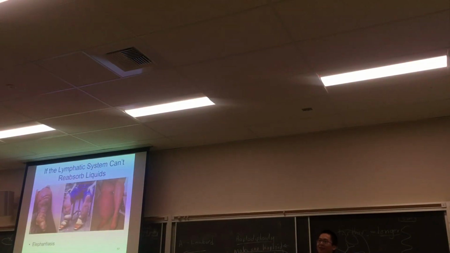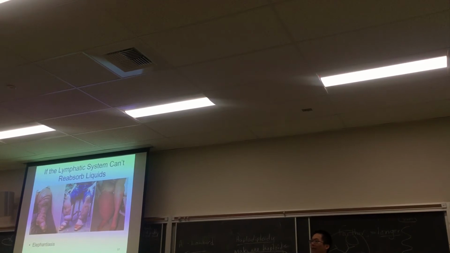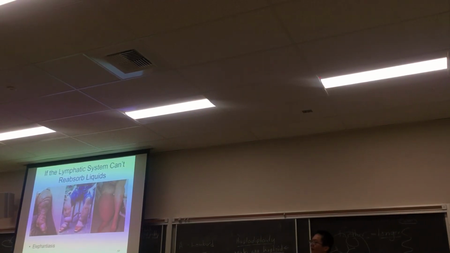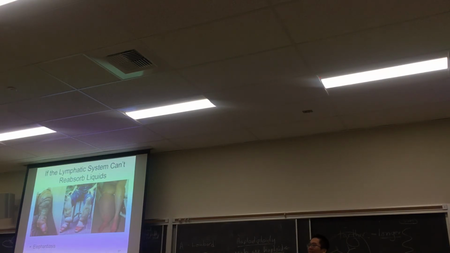So that's the disease I'm talking about. If your lymphatic system has trouble and cannot take up the fluid from your limb back to your vena cava, you will start to have swelling of your limb, forming something like this, like an elephant. So that's a disease; if you have failure of your lymphatic system, you will see this symptom.